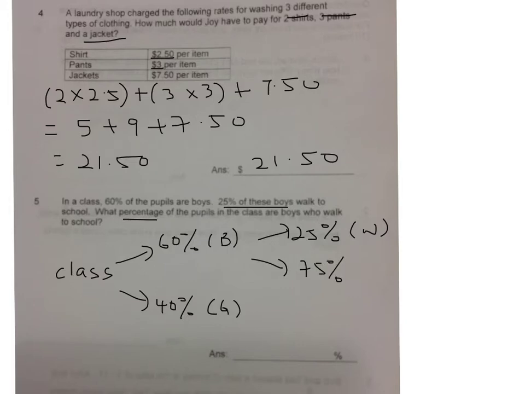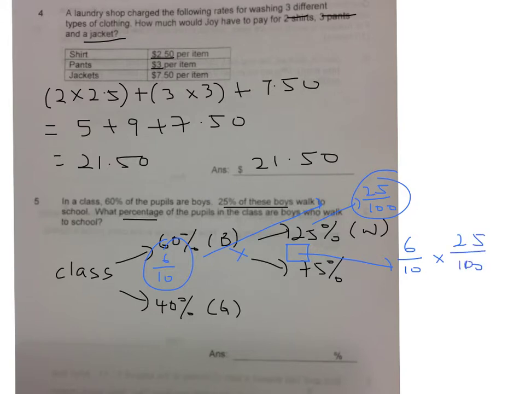So they're asking for the percentage, which means we need to find this box. Okay, now look here, 60% is actually 6 over 10, 25% is 25 over 100. So this box would be 6 over 10 multiplied by 25 over 100. Okay, equals to 6 over 10 is actually 3 over 5 times 1 over 4, 25 over 100. So we should get 3 over 20.